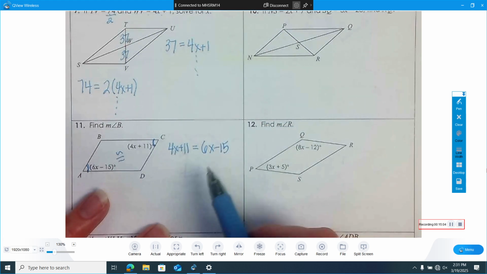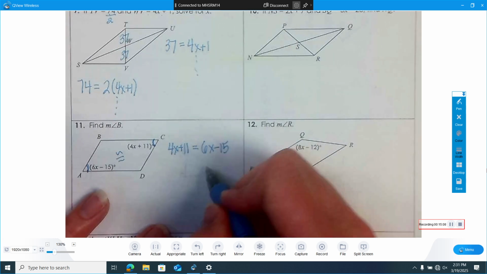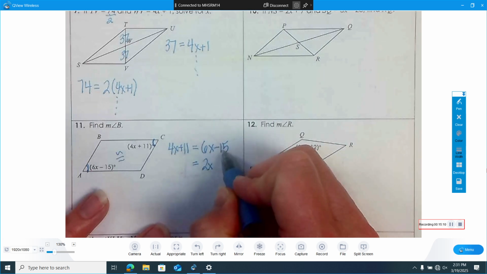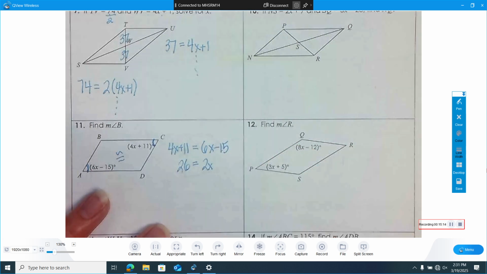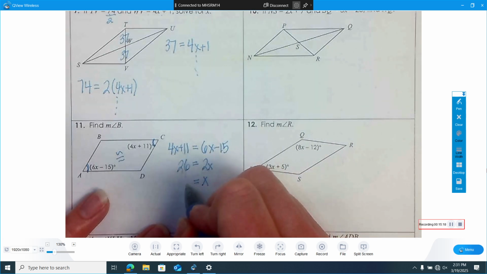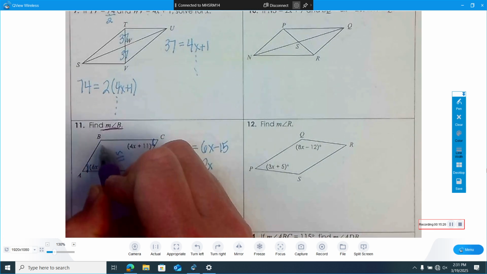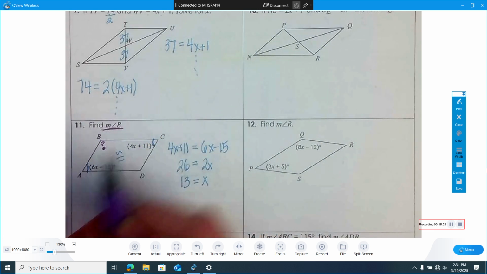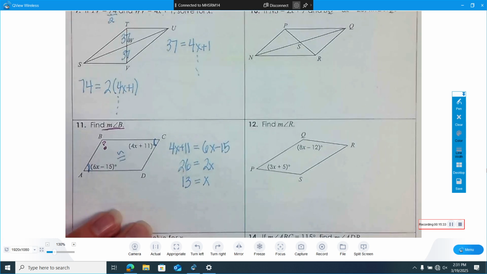Let's solve for x. How do we do that first? Minus 4x, that gives me a 2x. I'm also going to add 15, so that'll give me 26. And then we need to divide by 2, which gives me x equals 13. Now, we are trying to find the measure of angle B, so I need to know angle B here. How are we going to figure out angle B?